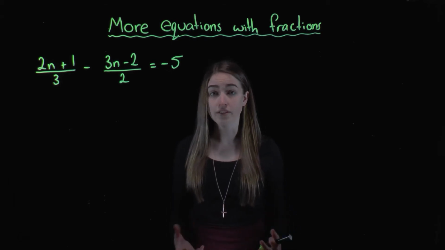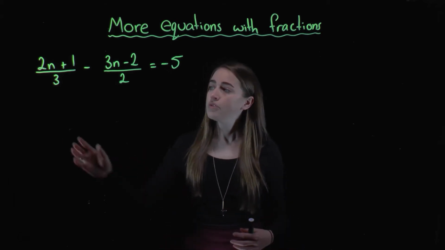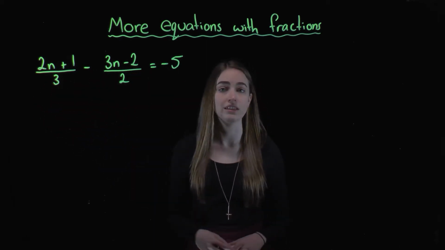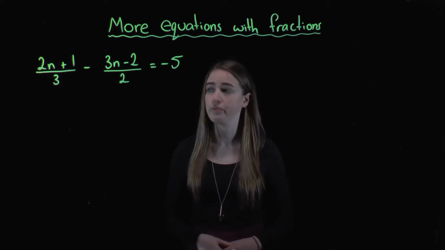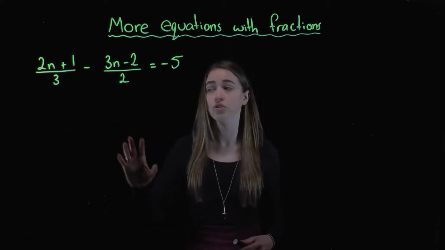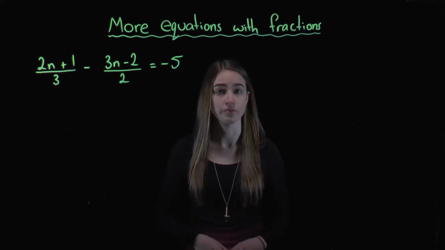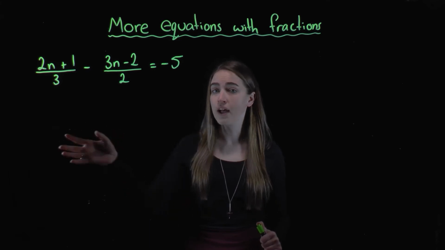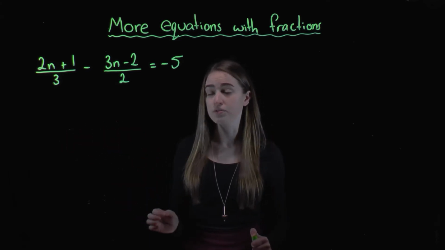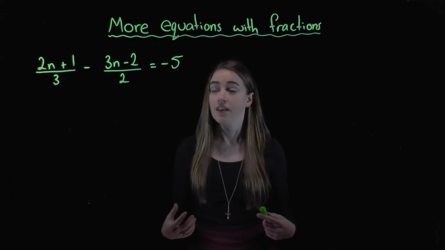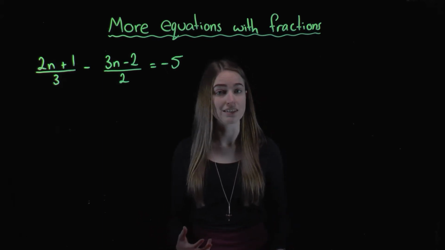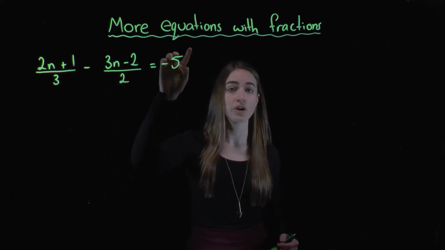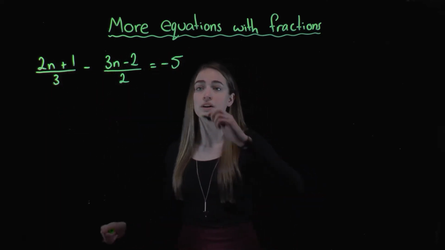Now there's a couple of different ways you can approach this question. If we wanted to get rid of this denominator here, this 3, we could multiply everything in this equation by 3, every term. If we wanted to get rid of this 2, we could then go through and multiply everything by 2. What we can do instead, rather than doing it in 2 steps, is to multiply everything by the lowest common multiple of 3 and 2. The lowest common multiple of 3 and 2 is 6. So we're going to multiply this fraction by 6, this one by 6, and we're going to multiply this number over here by 6 as well.